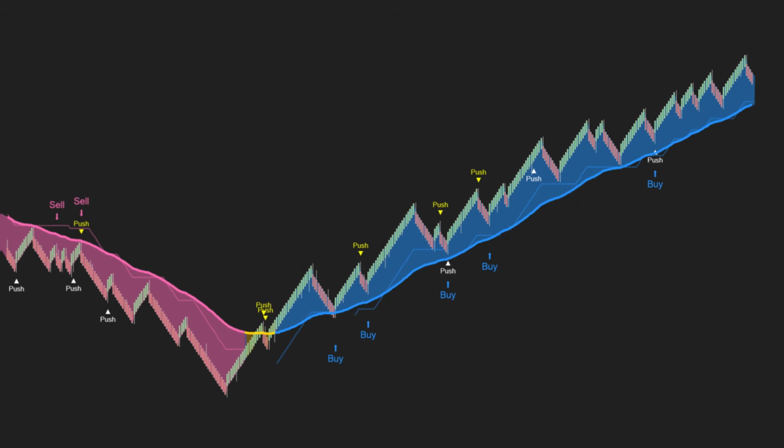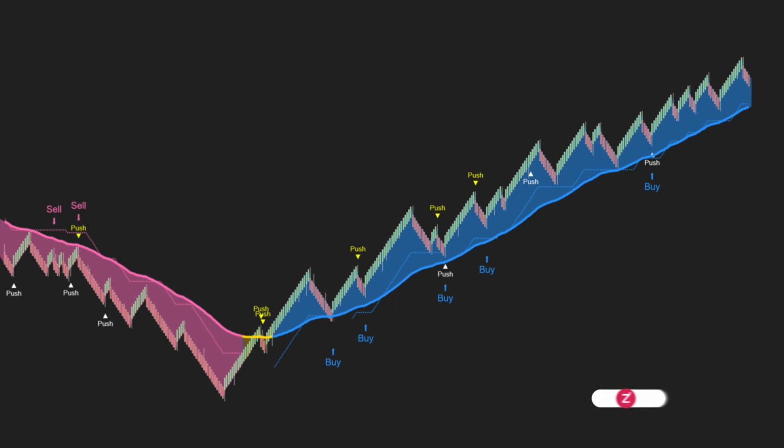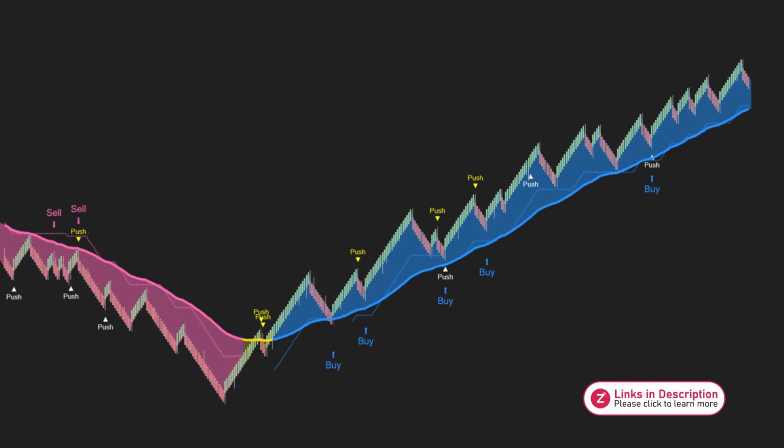This setup is designed for all types of traders. Whether you're a scalper looking for quick moves or a trader who prefers holding positions longer to capture bigger trends.